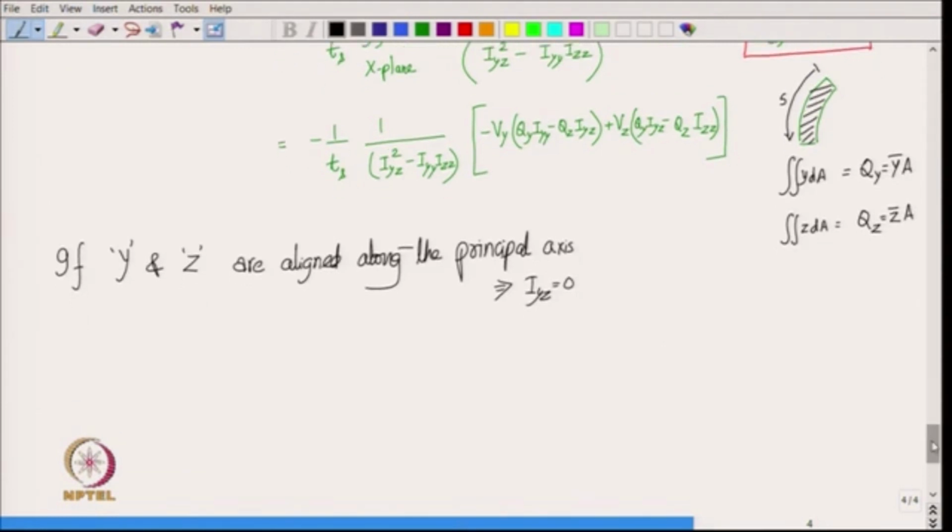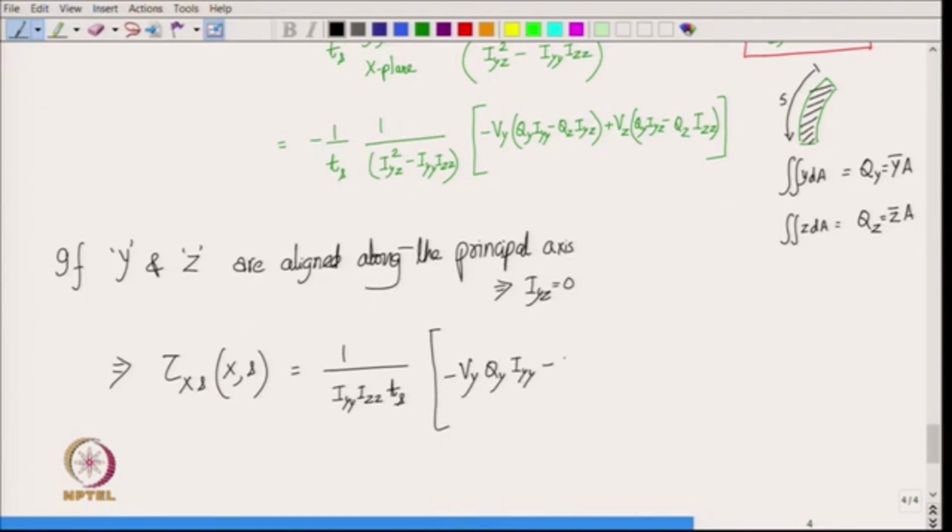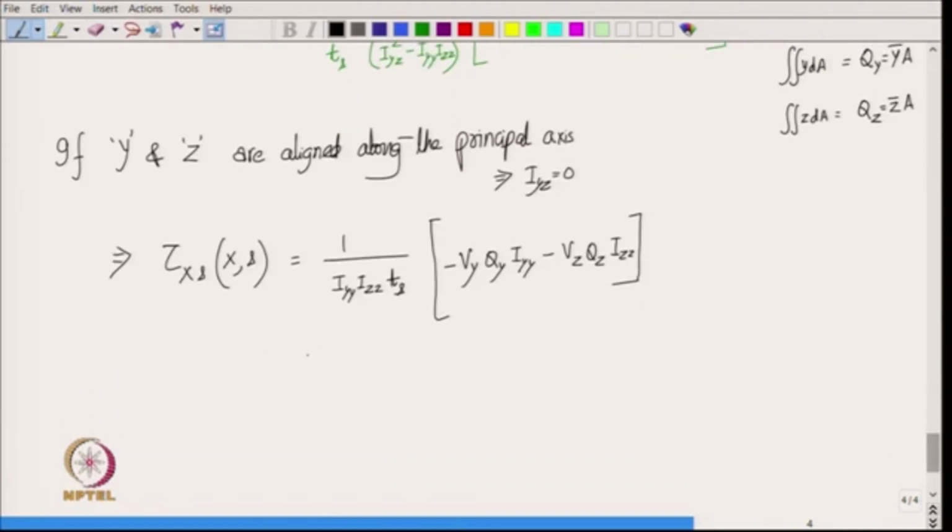So, we can go back to the formula and then we get tau x s as a function of x comma s, that is equal to 1 by I y y I z z into T s into, then we have minus V y q y I y y minus V z q z I z z, which we could also simplify further as minus V y q y over I z z T s minus V z q z over I y y T s. Okay.